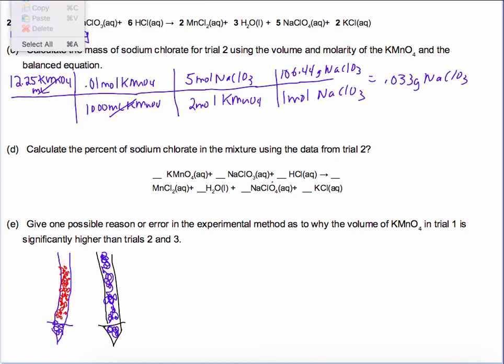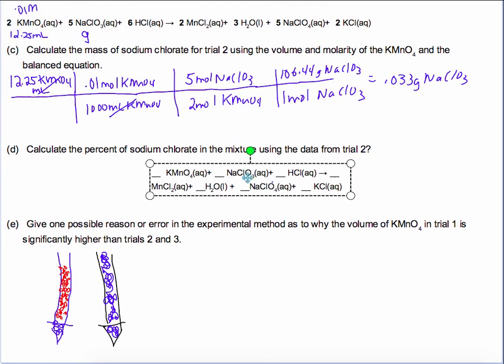Okay, next problem. I don't know how this thing got in there, but it doesn't need to be in there.